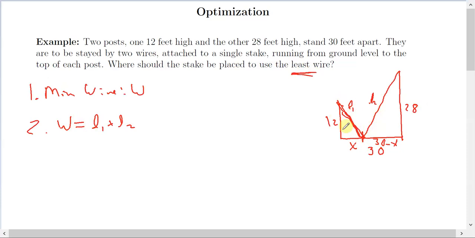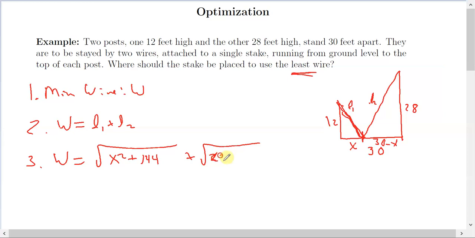Well, now I can tell you what those lengths are by using the Pythagorean theorem. That gets a little messy fairly quickly because of the square roots, but this length is going to be equal to the square root of x squared plus 144, 12 squared. And the other one is going to be equal to the square root of 30 minus x squared plus 28 squared. And we'll just leave it until we need to actually calculate what 28 squared is, if we ever need to. That gives me the total length of wire that could be used in this scenario.